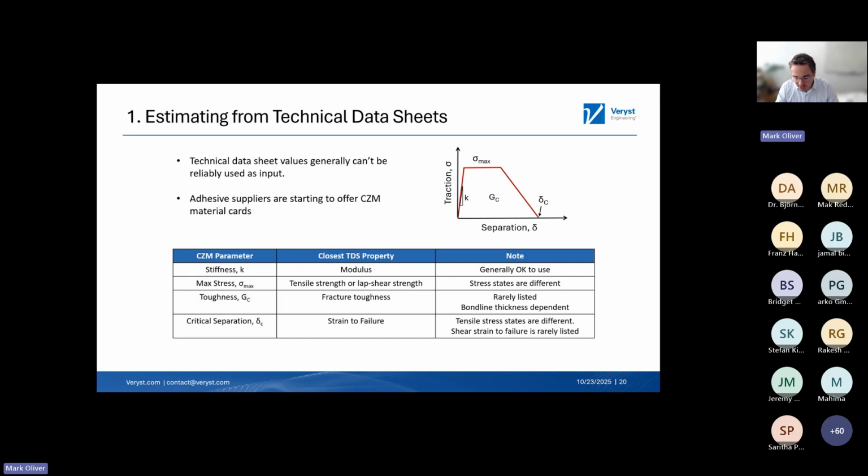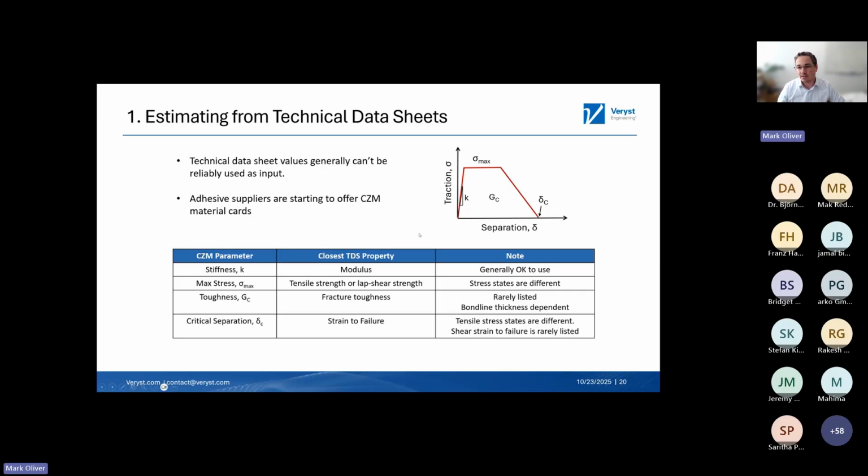All right, so the first approach is to estimate from a technical data sheet. This generally doesn't work. This is why. You have to define a stiffness K in your traction separation law, and that's generally okay, right? Because most data sheets will have a modulus, and the stiffness is directly related to the elastic modulus and the thickness of the adhesive, and so that's okay. For the max stress, the thing on the technical data sheet that you would most likely see would be some sort of tensile or lap shear strength.